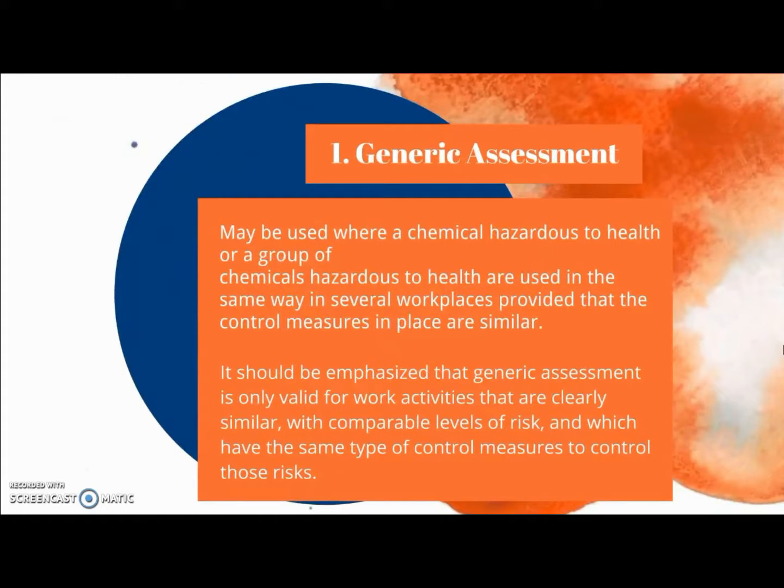There are two types of assessment. First, generic assessment. Generic assessment may be used where a chemical hazardous to health or a group of chemicals hazardous to health are used in the same way in several workplaces, provided that the control measures in place are similar. It should be emphasized that generic assessment is only valid for work activities that are clearly similar with comparable level of risk and which have the same type of control measures to control the risk.